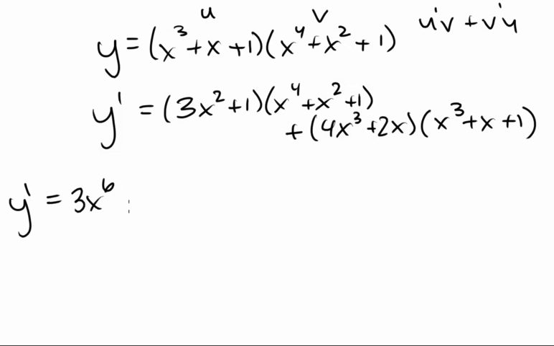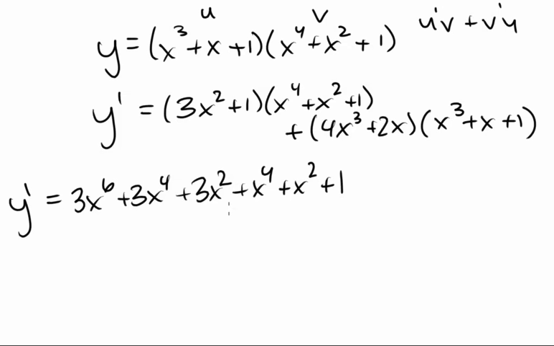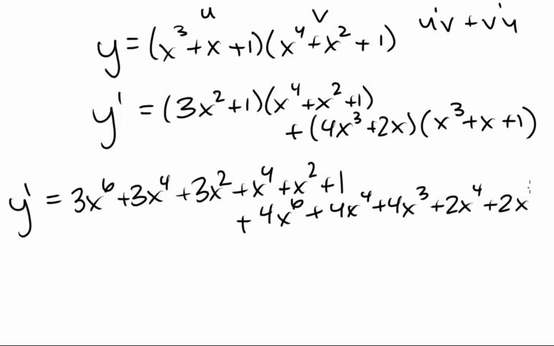Now we're going to multiply by x squared, so plus 3x to the 4th times 1, plus 3x squared. Now the 1 times everything, so basically we're just going to copy that: plus x to the 4th plus x squared plus 1. Let's go to the next one. Distribute the 4x cubed, so we get 4x to the 6 plus 4x to the 4 plus 4x cubed. Now 2x: plus 2x to the 4th plus 2x squared plus 2x.